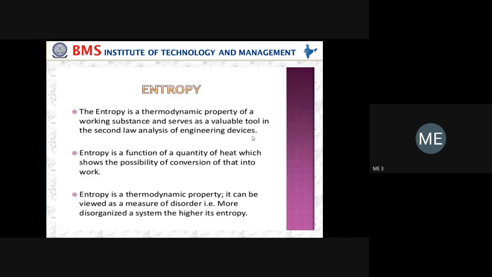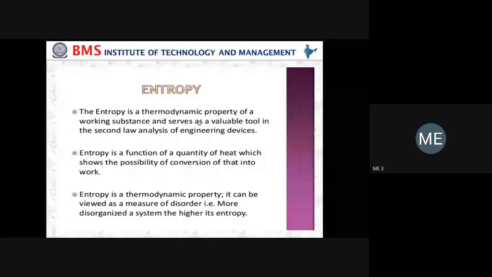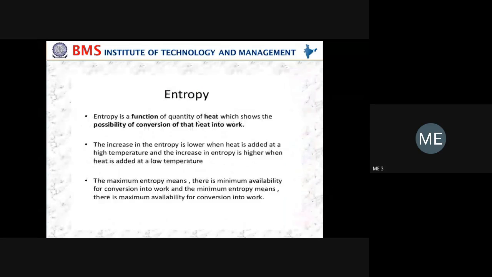Actually we don't have a proper definition for entropy, you just write it as a thermodynamic property of the system mainly related with the heat and temperature. It is mainly a function of quantity of heat, which shows the possibility of conversion of heat into work. How much conversion of the heat into work is possible, that we are going to study using the entropy concept.